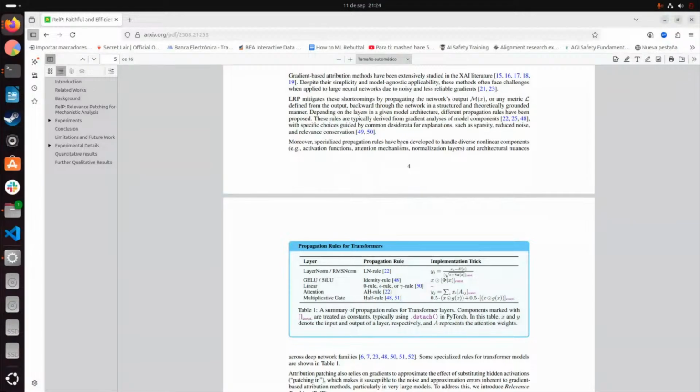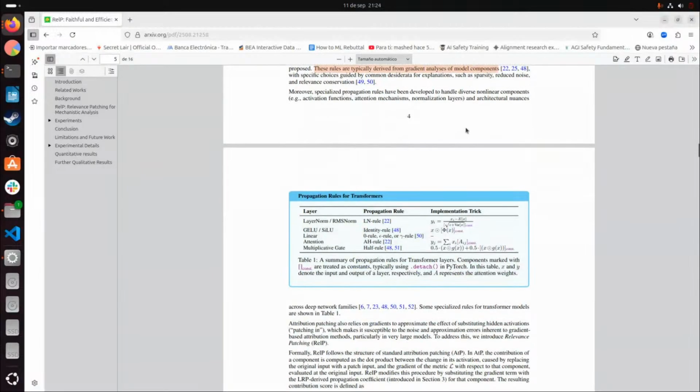Although I guess in practice, people just have to figure that out for the used architectures, and it should be easy to have some library that just does it. But still, maybe it's slightly more annoying to implement. Especially if you are using some weird new architecture or something. Can typically derive from gradient analysis of model components, versus guided with common design of expansion, so sparsity, reduce noise, and relevance conservation.